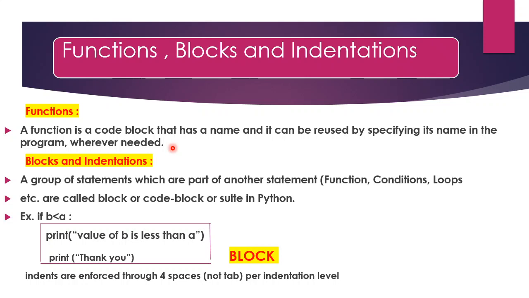Now, block and indentation. Block means a certain line of code belongs to one block: a group of statements which are part of another statement, function, condition, loop, etc. They are called a block, code block, or suite in a program. Like, if b equals a, and this is a block. I'm telling you what the meaning of that is.